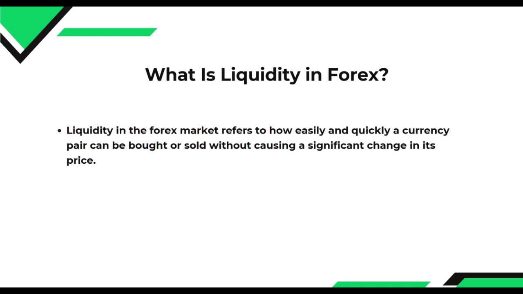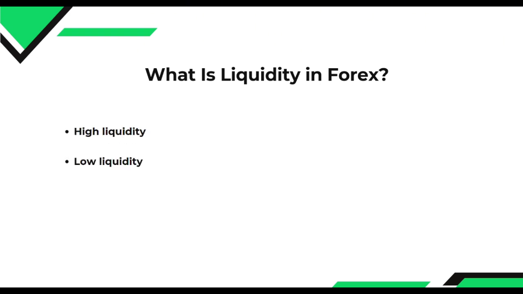Now, what is liquidity? Liquidity in the Forex market refers to how easily and quickly a currency pair can be bought or sold without causing a significant change in its price. It's a measure of market activity and efficiency, and it plays a key role in how Forex traders plan their strategies. Now, we have two types of liquidity. We have what we call high liquidity and low liquidity.